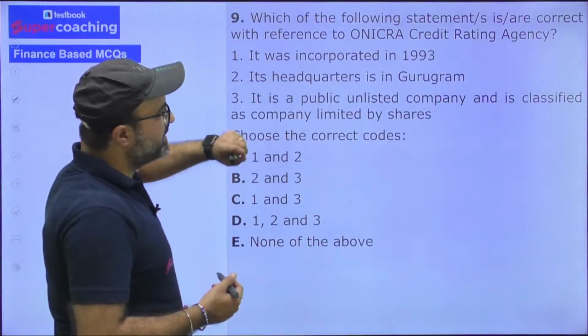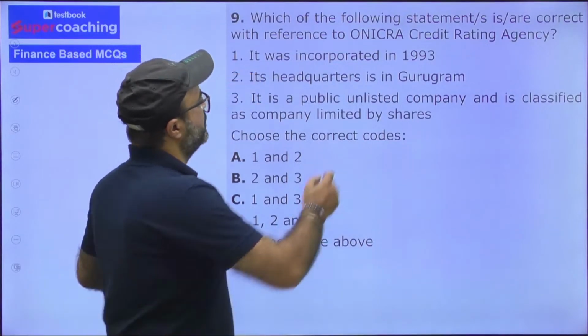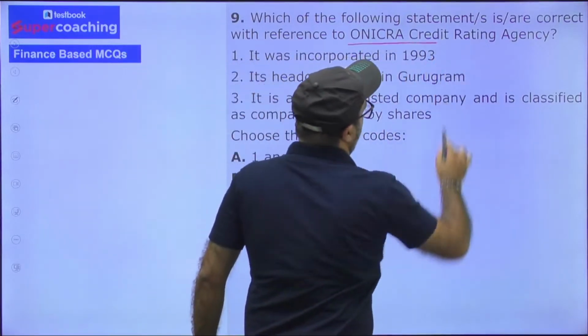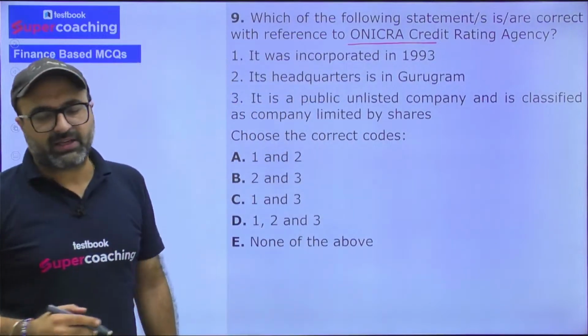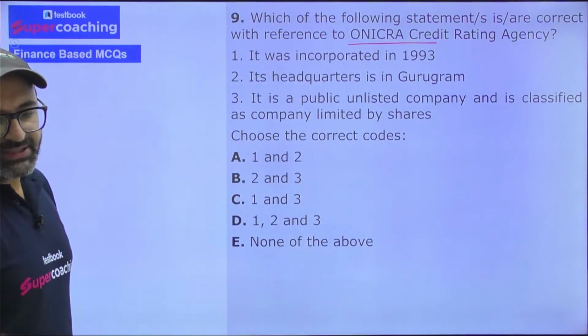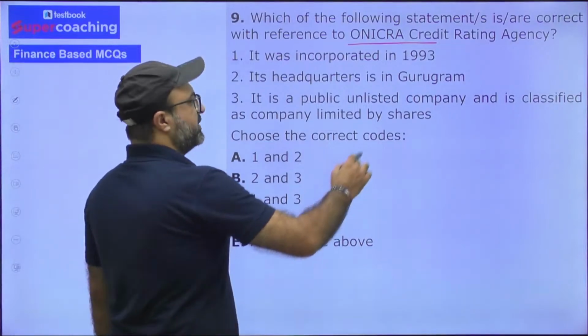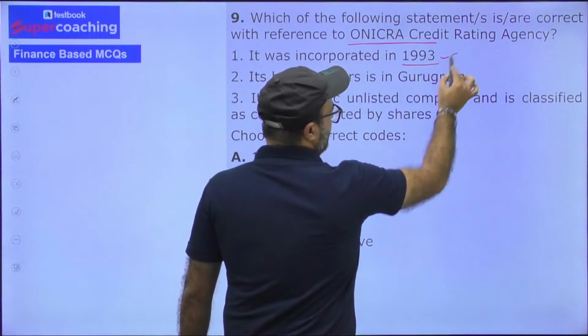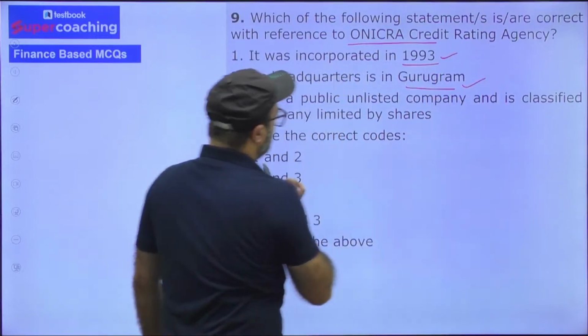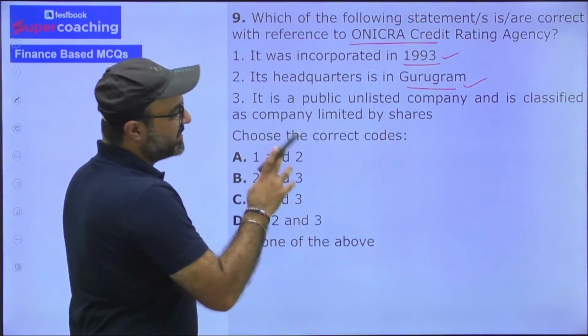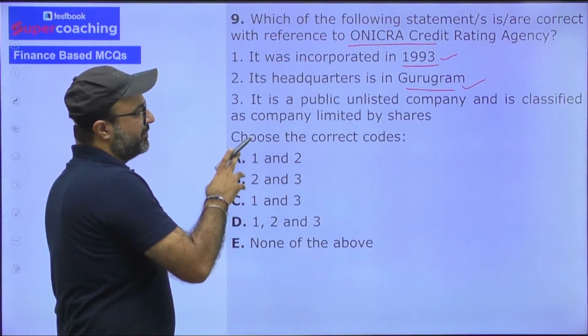Which of the following statements is or are correct with reference to ONICRA credit rating agency? So ONICRA is again one of the credit rating agencies of the country. Now the question is, was it set up in 1993? Yes, sir, that is true. Is its headquarters in Gurugram? That is also true.